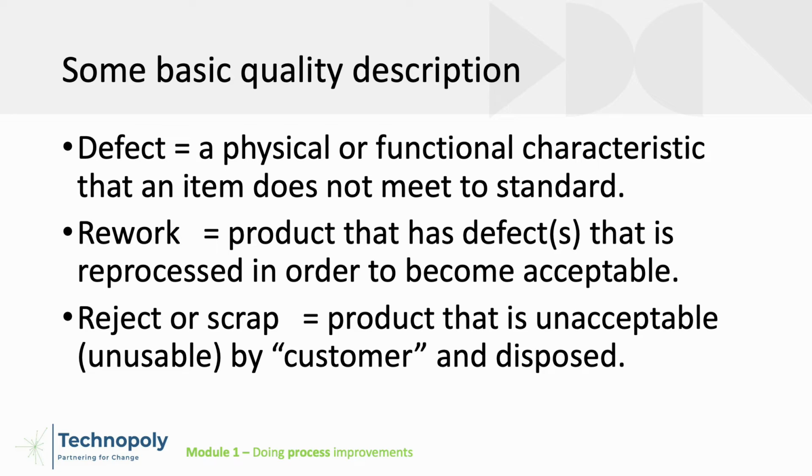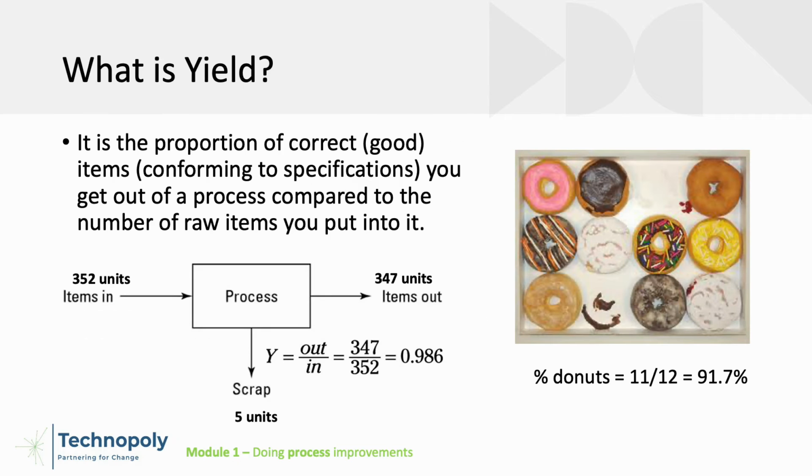In quality metrics, it's important to distinguish between what we refer to as a defect, a rework, or a reject. A defect refers to a characteristic that an item has that doesn't meet the standard. A rework is where you have to correct the defect to make the product acceptable, while a reject and scrap is where the defect renders the product unacceptable and therefore oftentimes disposed.